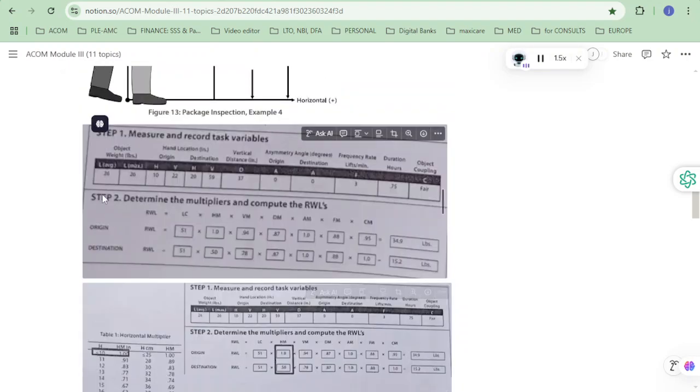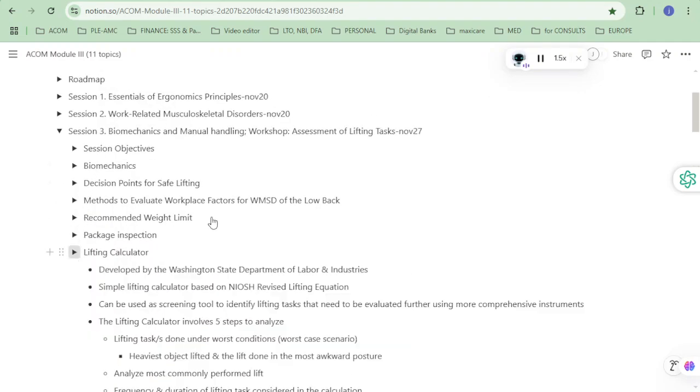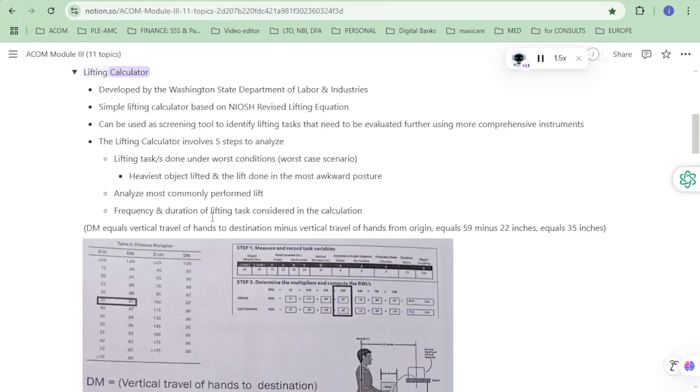Lifting calculator. Developed by the Washington State Department of Labor and Industries. A simple lifting calculator based on the NIOSH revised lifting equation. It can be used as a screening tool to identify lifting tasks that need to be evaluated further using more comprehensive instruments.